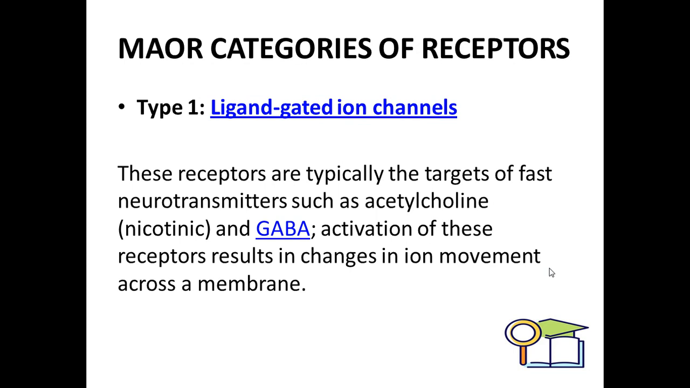There are also major categories of receptors. Type 1, ligand-gated ion channels. What are ligand-gated ion channels and how do they perform their function? We can see in this slide. These receptors are typically the targets of fast neurotransmitters, such as acetylcholine or nicotine and GABA. Activation of these receptors results in changes in ion movement across a membrane.